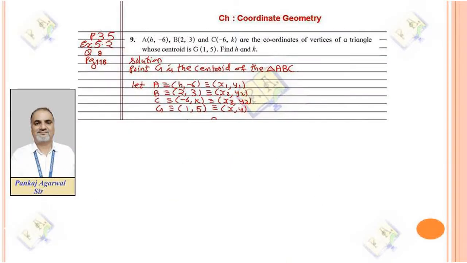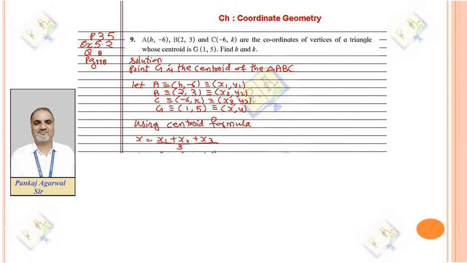Now we will solve P35. Question says A(h, -6), B(2, 3) and C(-6, k) are the coordinates of the vertices of a triangle whose centroid is G(1, 5). Find h and k. In this question, h and k are the variables. As G is a centroid, let A, B and C be (x1, y1), (x2, y2) and (x3, y3), while the centroid G will be (x, y).